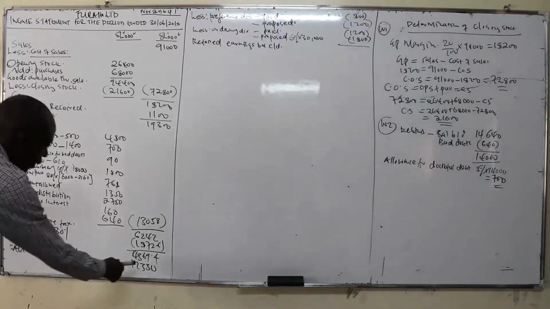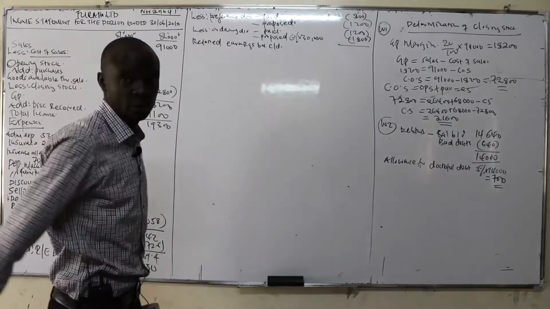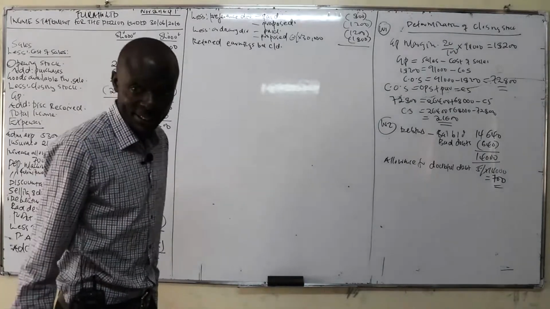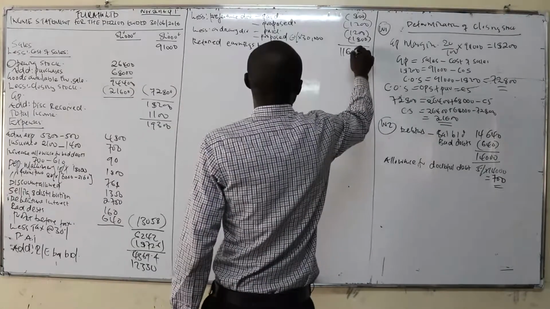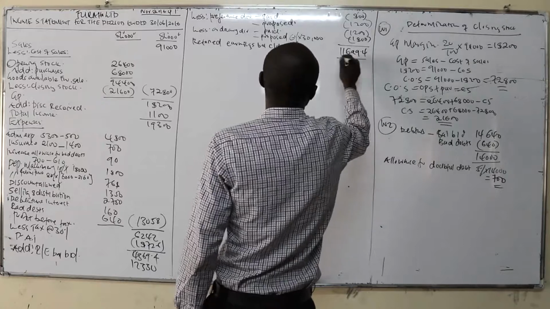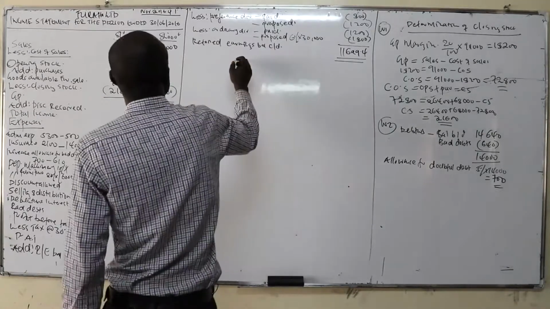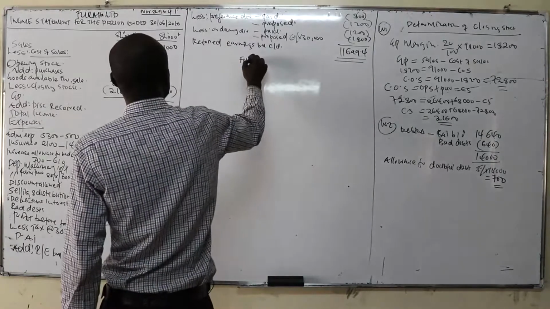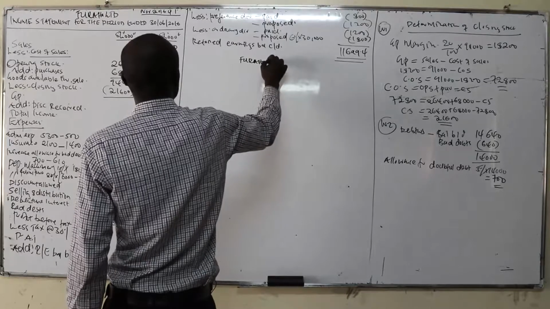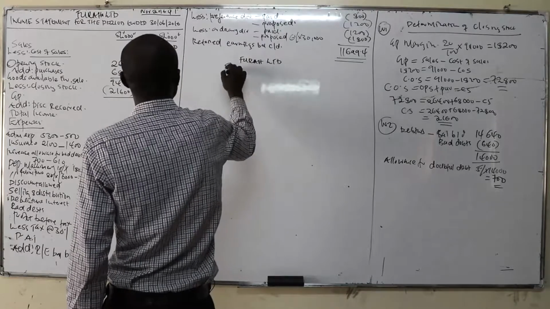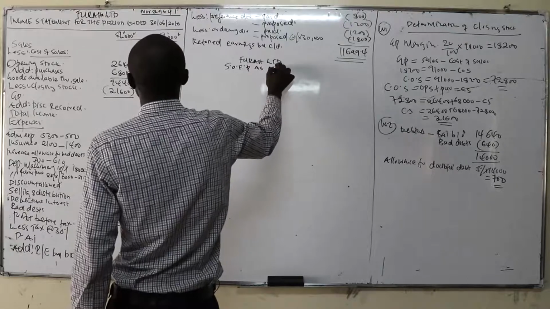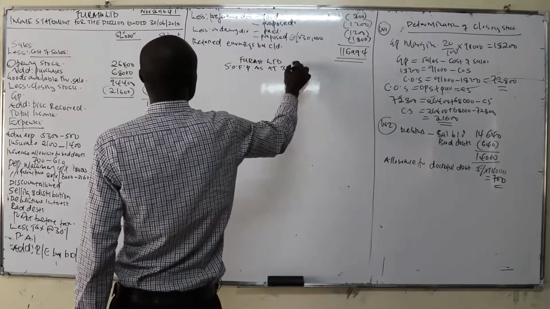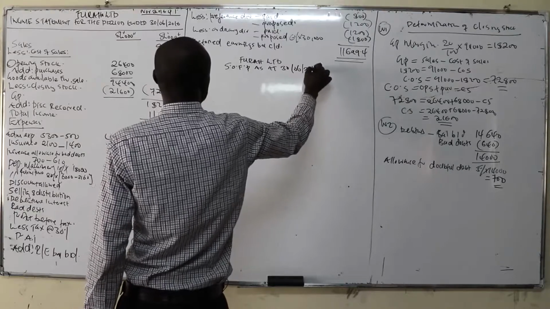So you're taking this figure, you add this, and then you subtract all those. What do you get? 11,699 point. Is she correct? So here we write Furaha Limited. Statement of financial position as at 30th June 2016.